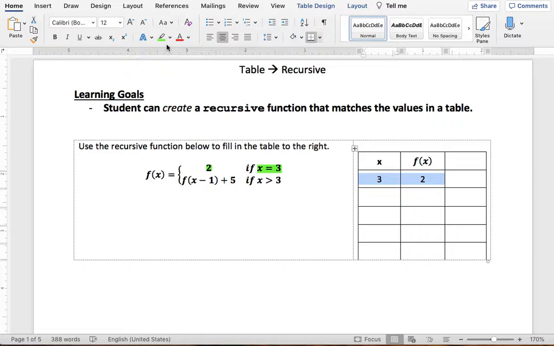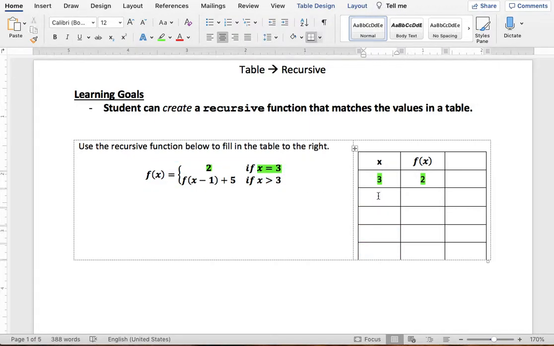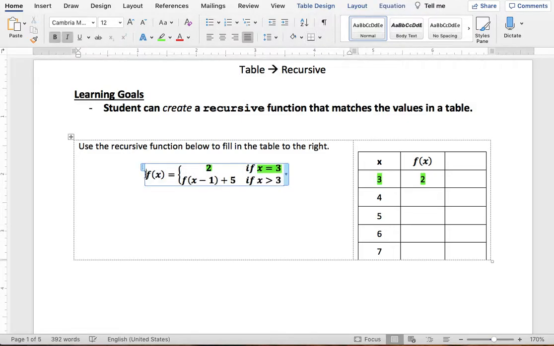Next, to get my next values here, I know for x's that are bigger than 3, so for all of these, which let's just fill in right now, I'm going to use this bottom equation where my f of x is equal to f of x minus 1 plus 5.